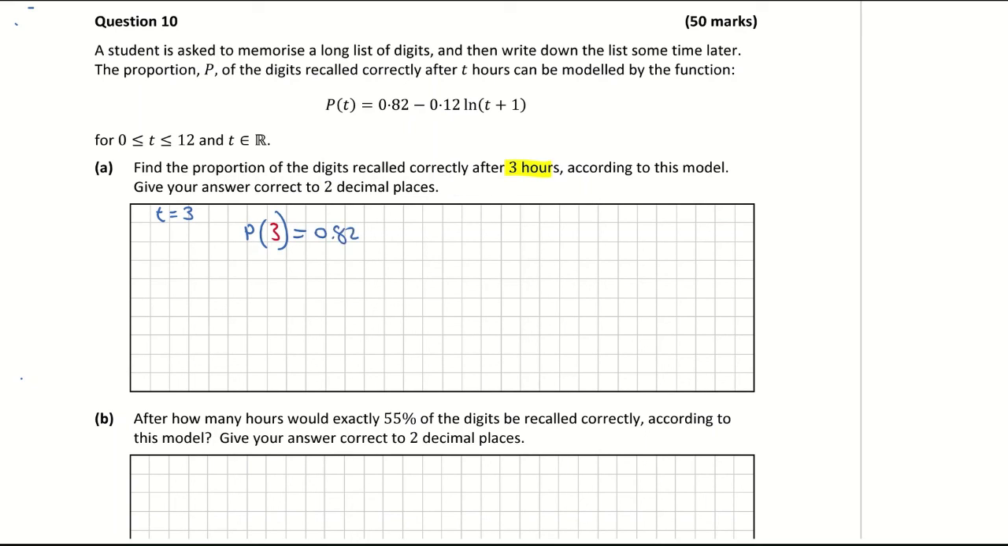So that's 0.82 minus 0.12 ln of 3 for t, and then add on my 1. So that's giving me p of 3, which is, when I work this out in my calculator, 0.653645, and it wants it to two decimal points, so that's 0.65. So the proportion of digits recalled is 0.65 of the digits, or as a percentage, that would be 65%, but the question doesn't want it as a percentage, it wants it to 2 decimals.